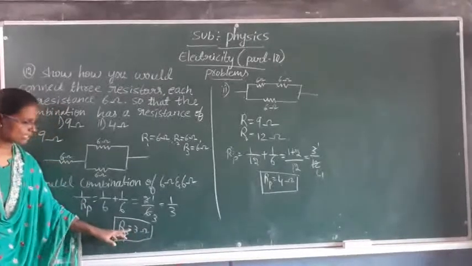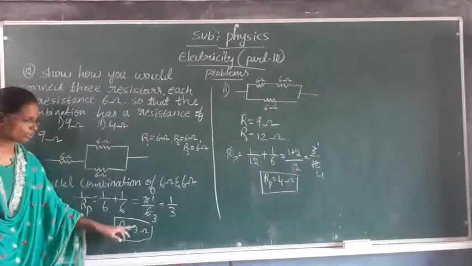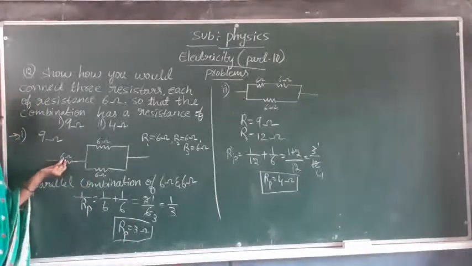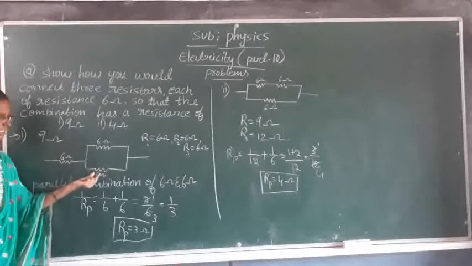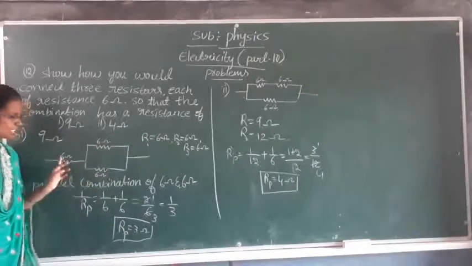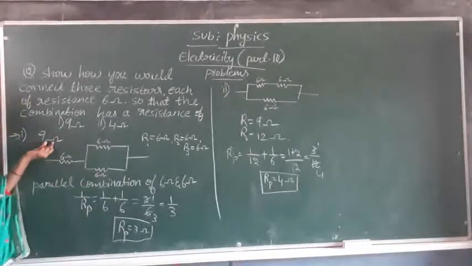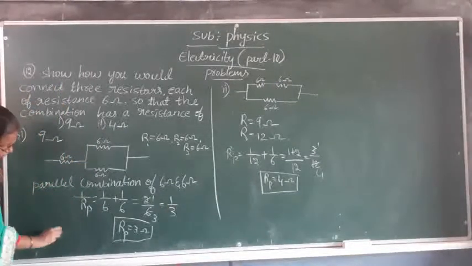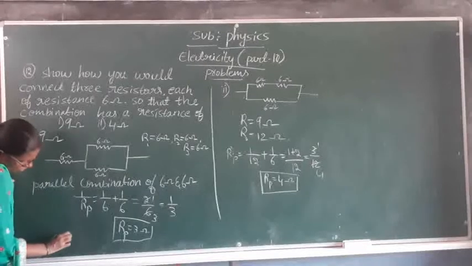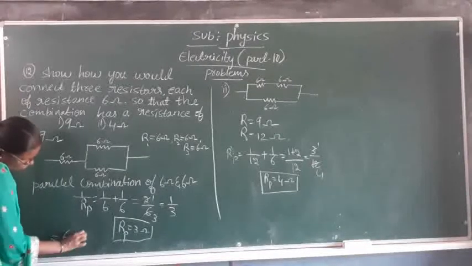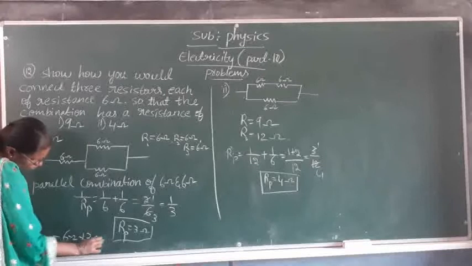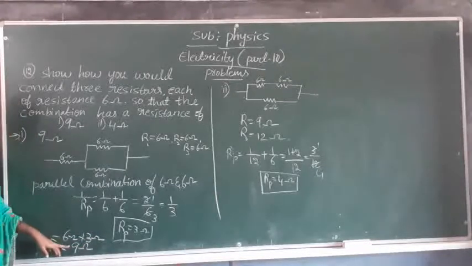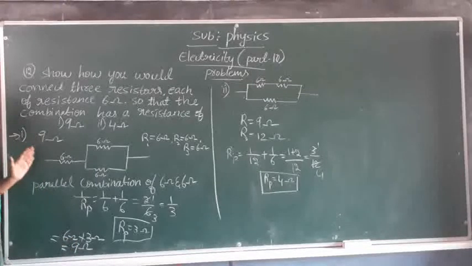So what is the resultant value? RP is equal to 3 ohm. Here 6 ohm is there, and the resultant value of these both resistors is 3 ohm. 6 plus 3, 9 ohm. So we can get 9 ohm. Again I will write here: 6 ohm plus 3 ohm, the resultant value is 9 ohm. So this is our first one.